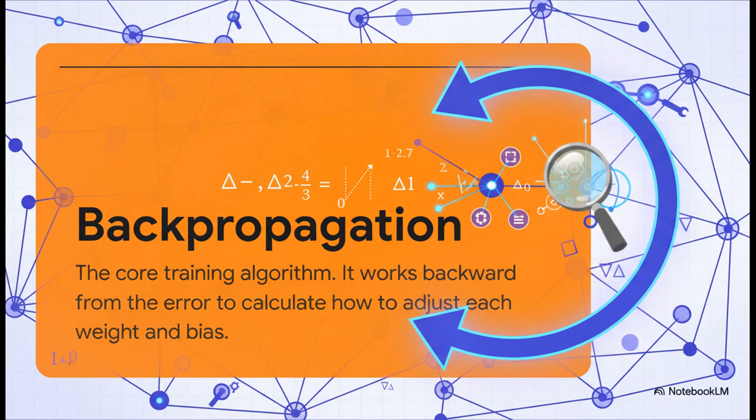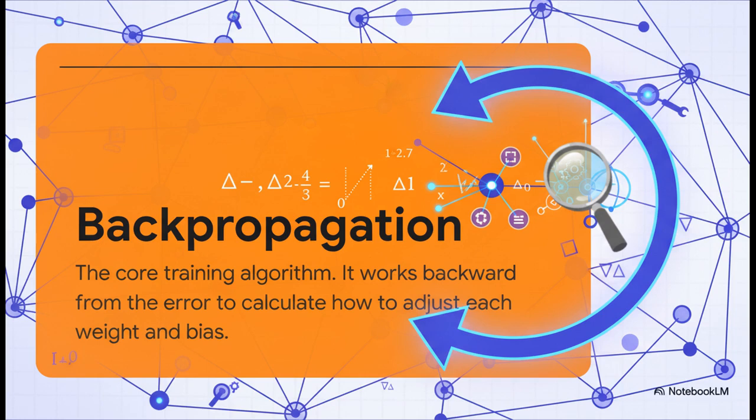The answer is this absolutely brilliant algorithm called backpropagation. You can think of it as the backward pass. After seeing the final error score, the network literally works backward through itself. It uses a bit of calculus to figure out exactly how much blame each individual weight and bias has for the total error. Then it knows precisely which knobs to turn and which direction to turn them to get a better result next time.